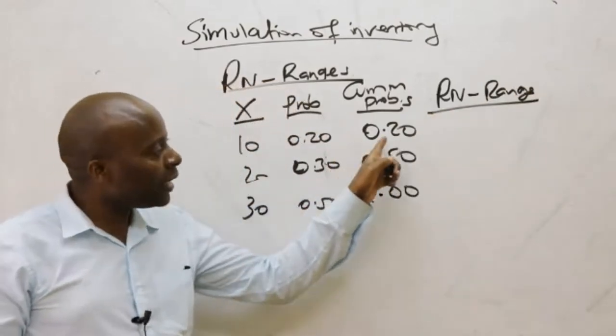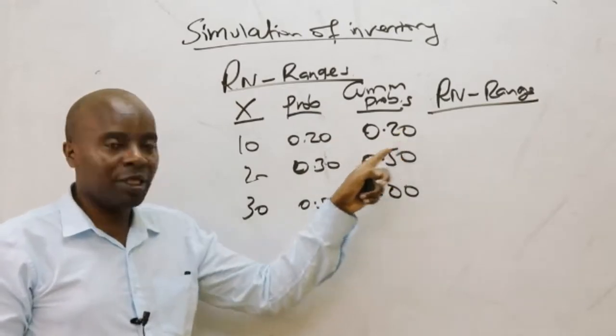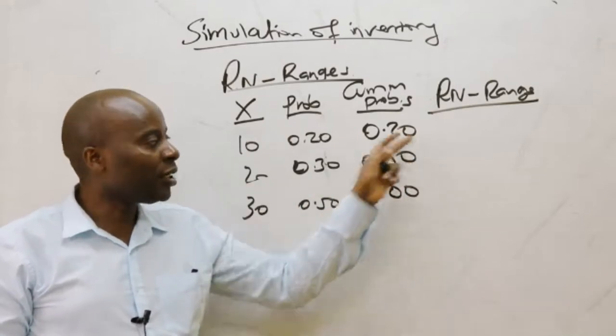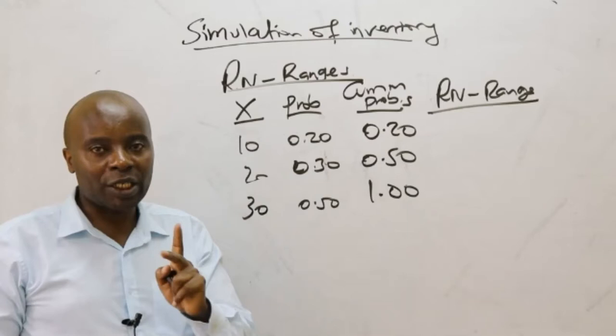Now, we should be able to pull the random number ranges out of them. Remember, these are how many decimal places? Two decimal places. You can't say that we ignore the 0 here. No. For simulation, this 0 is very significant. So now we are talking of two decimal places. Please try to give me those random number ranges.